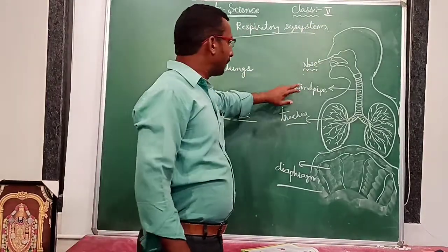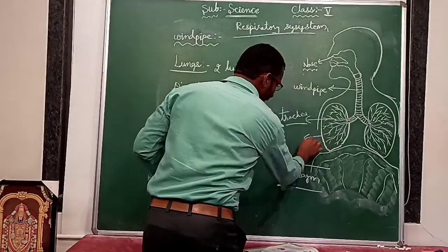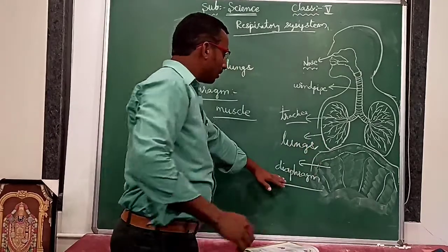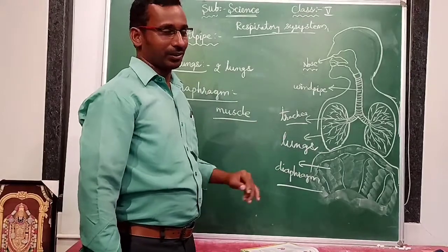Nose, windpipe, trachea, or here we are calling them lungs. And the last one is the diaphragm. This is the respiratory system.